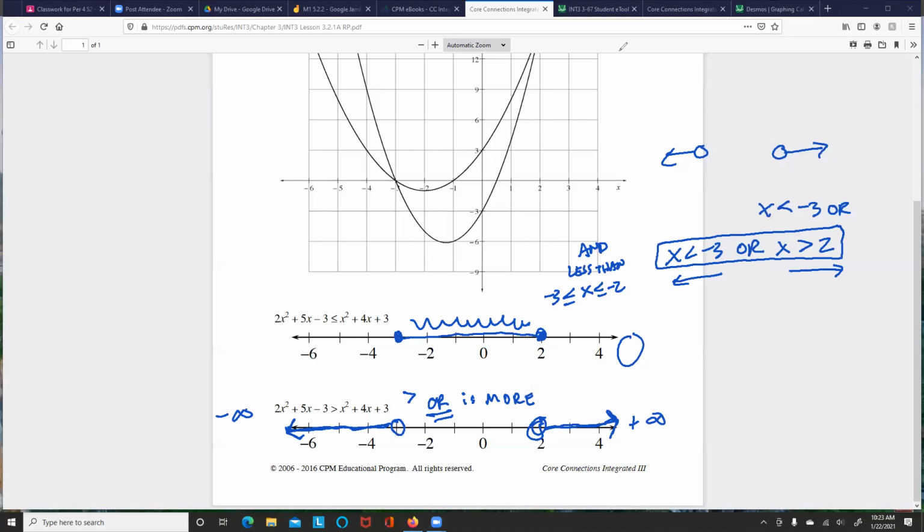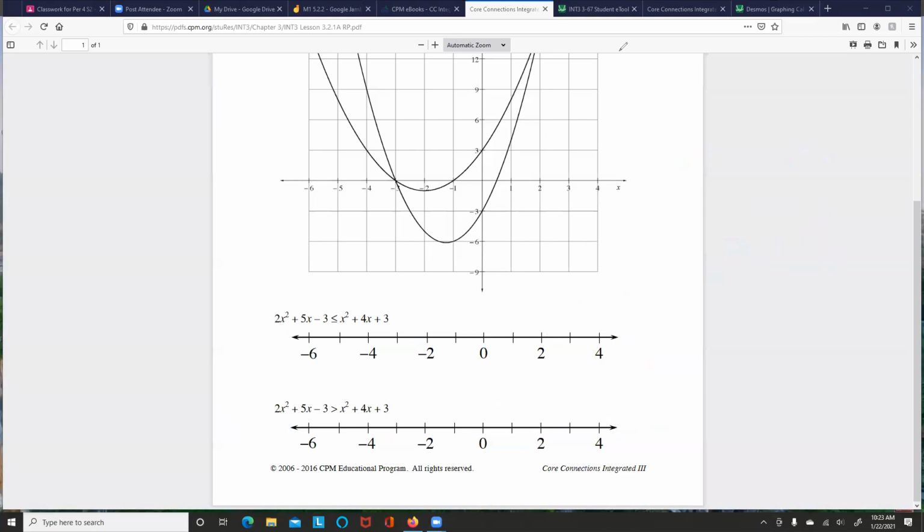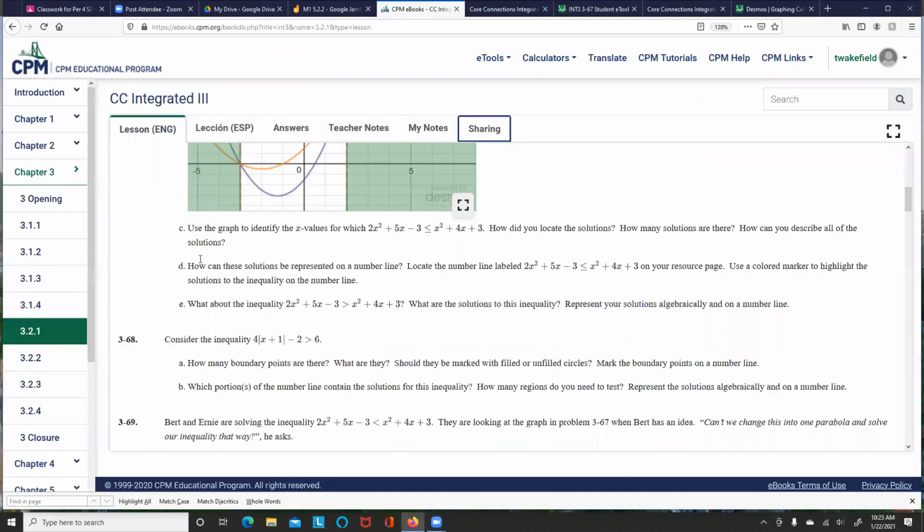Okay, so that was part E. Ready for 68 here. 68, consider the inequality 4 times the absolute value of x plus 1 minus 2 is greater than 6. How many boundary points are there? What are they? Should they be marked with filled or unfilled circles? Mark the boundary points on a number line. Okay, so let's write down the problem.